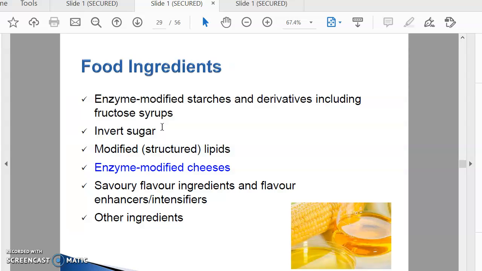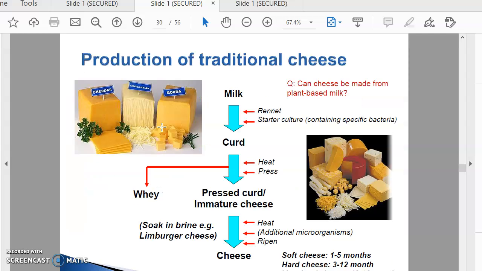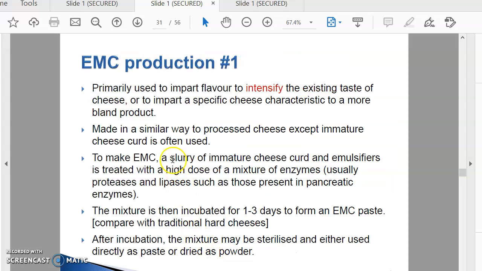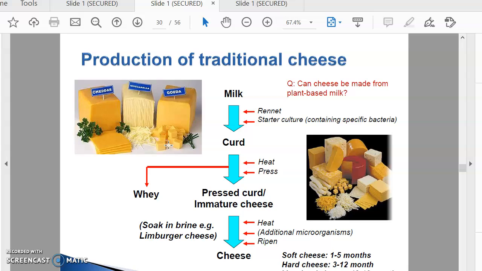And the next one is enzyme modified cheeses. As you know, this is the production of traditional cheese. You use milk as the substrate. You put in the rennet. You get the curd. You separate the whey, and then you press, and then you ferment or store it to get the flavor characteristic. Okay, EMC, what is it? Can cheese be made from palm-based milk? I think they can, as long as they have the correct protein and fat, the same as animal milk.